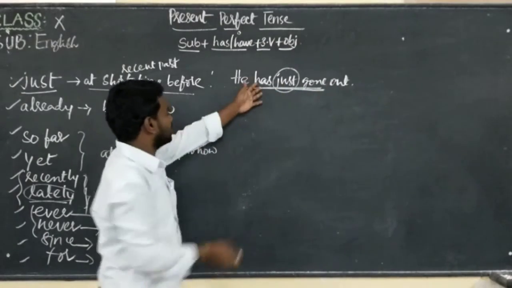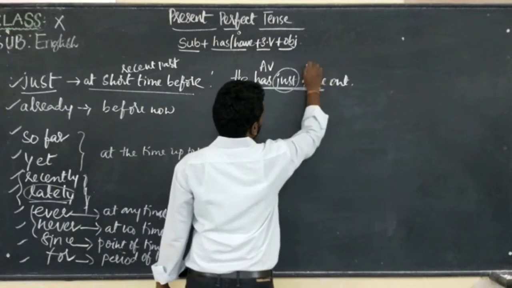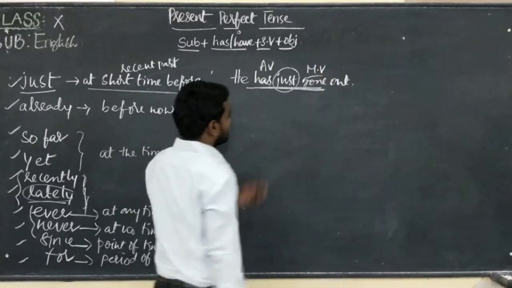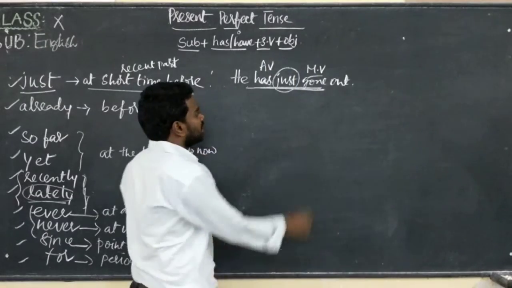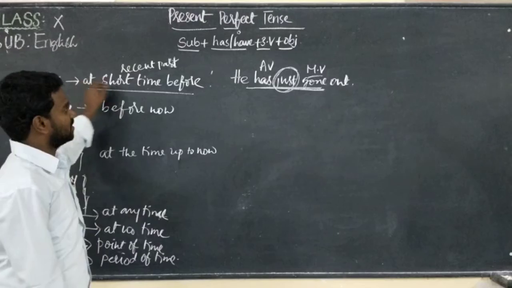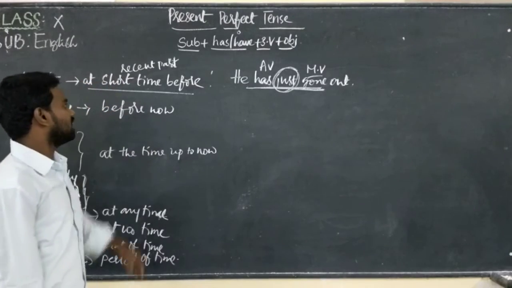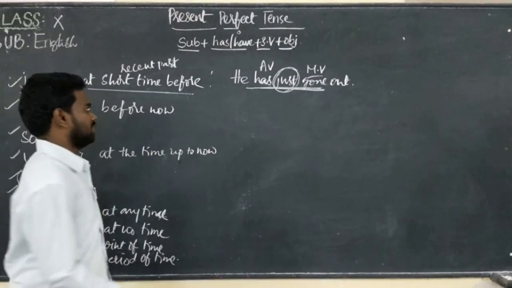Just is placed between the auxiliary verb and the main verb. Where is it placed? Between the auxiliary verb and the main verb. Here, just is used. Just means what? Just is used in present perfect tense to indicate a short time before, that is, recent past activities, right?